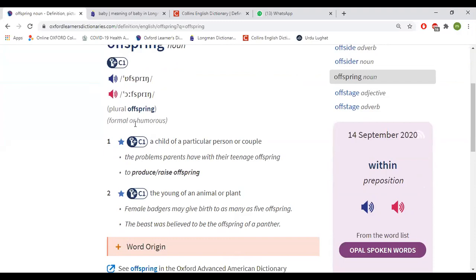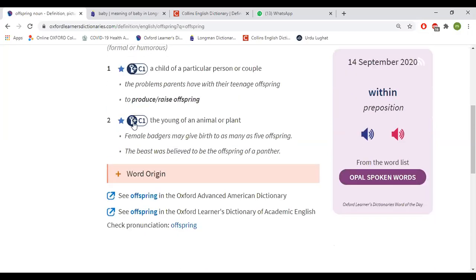Humorous उस वक्त होगा when you use it with those who you know, जिससे आप बहुत क्लोज हैं, अगर उसके साथ आप बात करते हुए offspring का इस्तेमाल करेंगे तो humorous हो जाएगा, फनी हो जाएगा. यानी कि अगर आप किसी अपने दोस्त के साथ फॉर्मल लैंग्वेज इस्तेमाल करते हैं तो डेफिनेटली इट विल लुक फनी एंड इट विल लुक ह्यूमरस. Otherwise, it is formal. A child of a particular person or couple, the problems parents have with their teenage offspring. So offspring is formal or humorous.